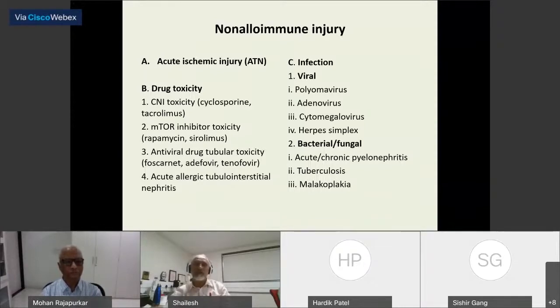Another non-alloimmune injury, which is not primarily antibody-mediated rejection, is acute ischemic injury, due to drug-induced or vascular-induced or ischemia-induced injury. That is one of the commonest causes of graft dysfunction. Second is drug toxicity, due to many kinds of immunosuppressive therapy or antiviral or antibacterial drugs, which may lead to graft dysfunction. Then, as elaborately discussed by Dr. Abhijit Kundur and Hardik, multiple viral as well as bacterial infections may lead to graft dysfunction.